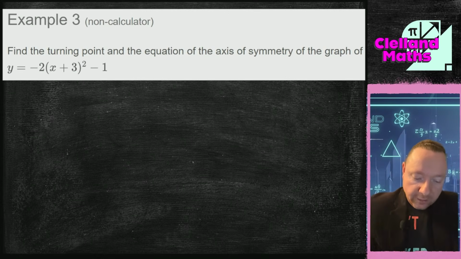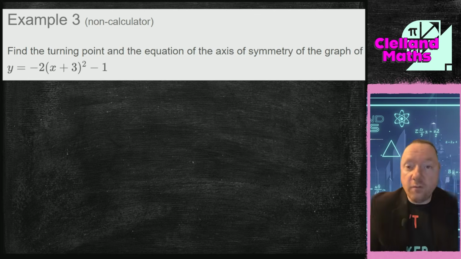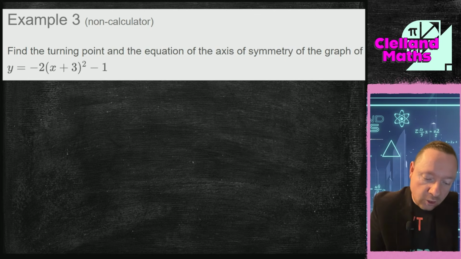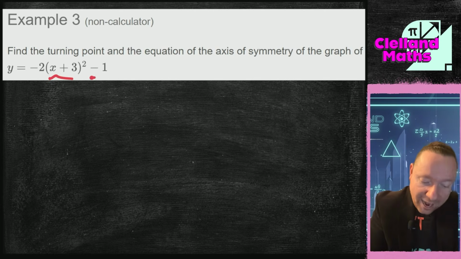Example 3. Find the turning point and the equation of the axis of symmetry of the graph y equals -2 (x plus 3) squared minus 1. So this is already in completing the square form. That 2 doesn't really make any difference whatsoever, because at your turning point this bracket is 0, so -2 times nothing is nothing.